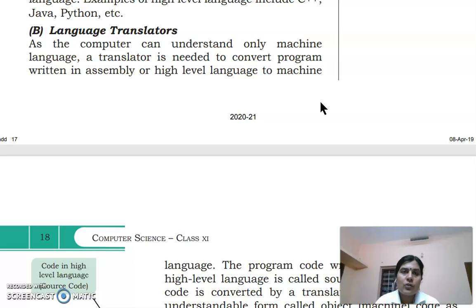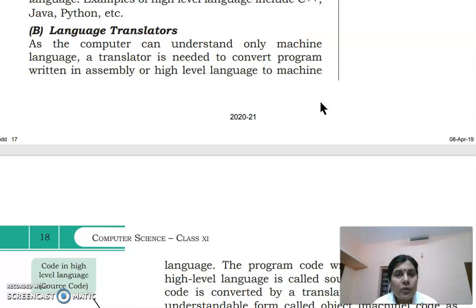So the next topic is language translators. We already mentioned the term language translator. We know who a translator is: one who converts one language to another. For example, if the French president comes here, he will talk in French. We cannot understand French. Then there will be a person who knows French and English. He will convert French to English, and when we are speaking he will convert English to French. He is the translator. Like this translator, the computer also needs a translator because the computer can understand only machine language.